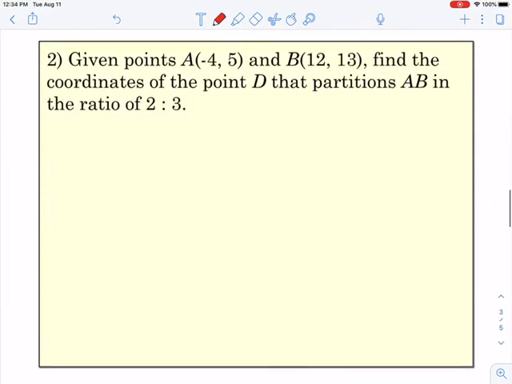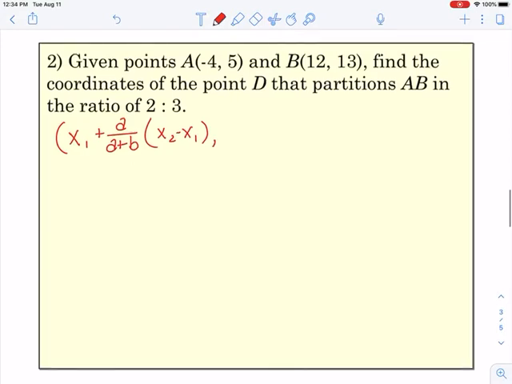Okay, so for number 2, I have the points -4, 5, and 12, 13, and we want to find the coordinates of D that partitions AB into the ratio of 2 to 3. So again, since you can't see that formula anymore, I will take a second and I will rewrite it. It's x1 plus A over A plus B times x2 minus x1. And then for our y's, we're going to have y1 plus A over A plus B times y2 minus y1.